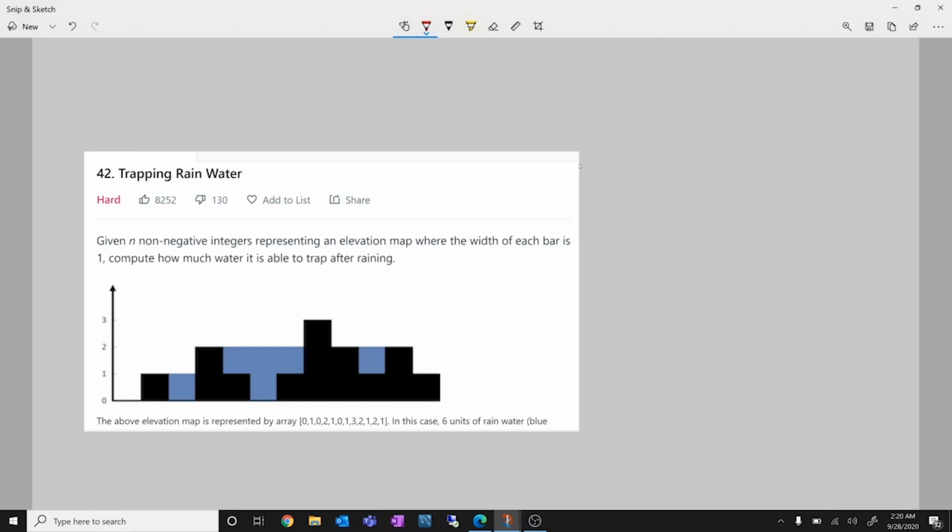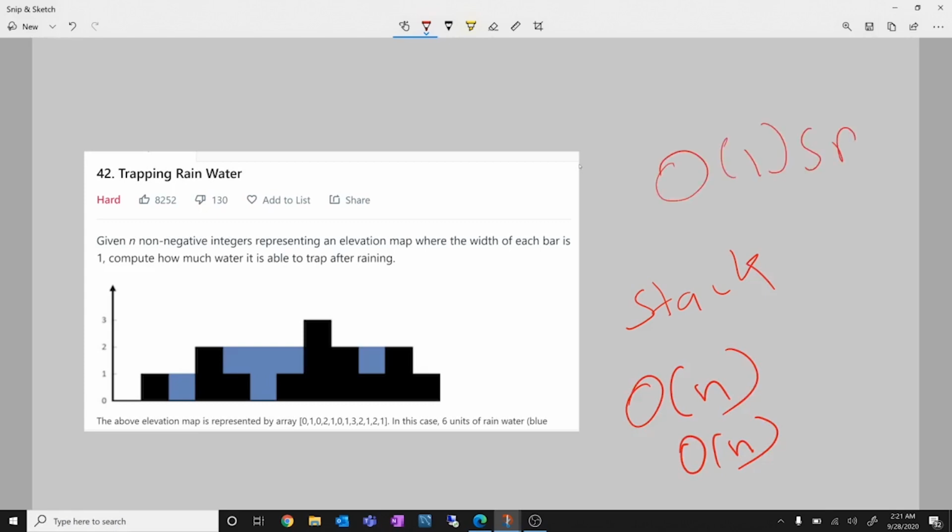A common approach for this question is a stack-based approach, which you can look at. The stack-based approach uses O(n) time and O(n) space complexity. The approach that I am going to discuss today is going to be O(1) space and O(n) time complexity.